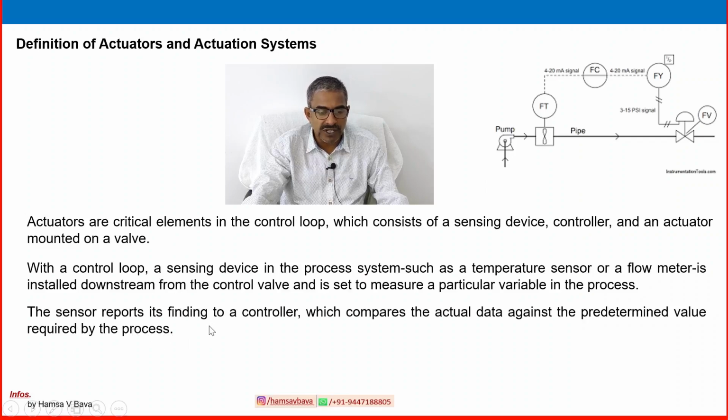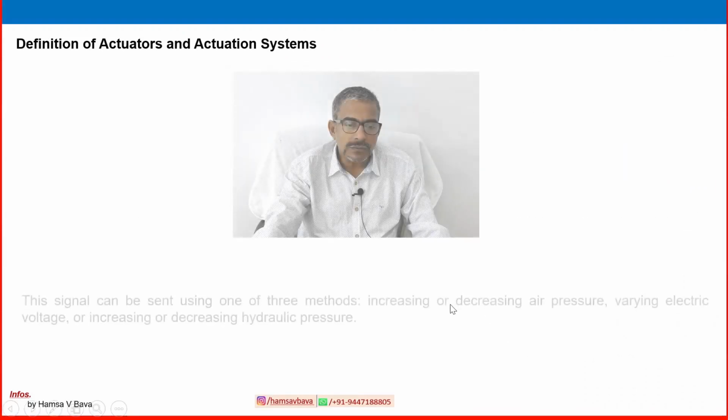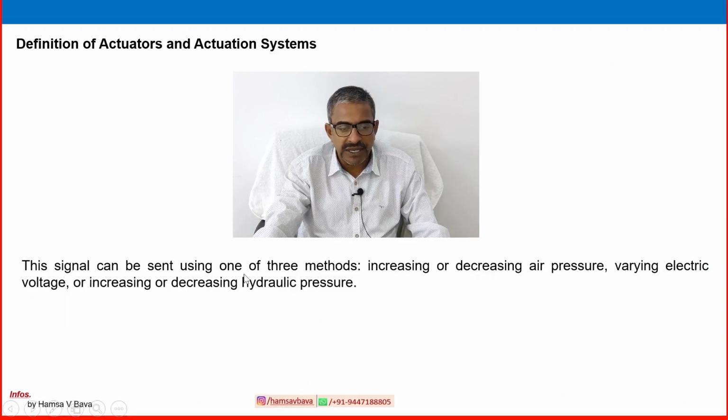The sensor reports its findings to a controller, which compares the actual data with the set point, the predetermined value required for the process. If the measured value is different from the predetermined value, the controller sends a correction signal to the control valve actuator. That is what is happening here. This signal can be sent using one of 3 methods: increasing or decreasing air pressure, varying electric voltage, or increasing or decreasing hydraulic pressure. So these 3 methods we can send the signal. We will discuss that later.